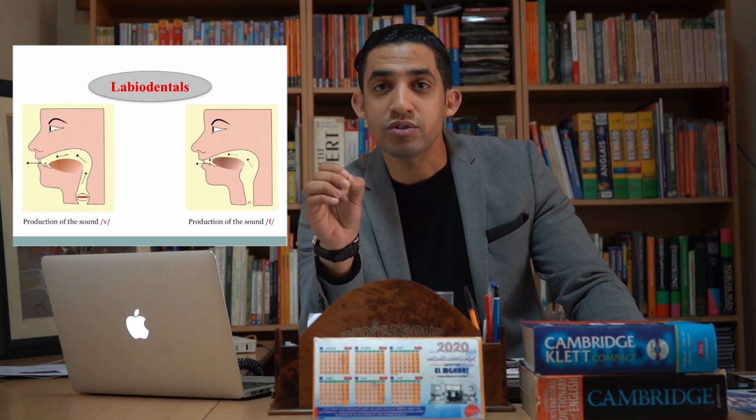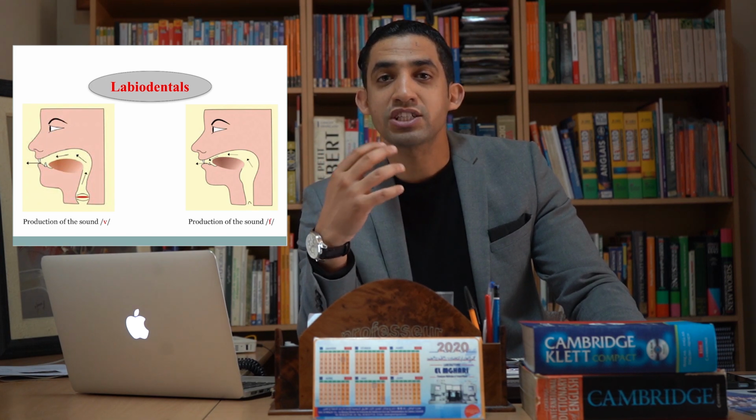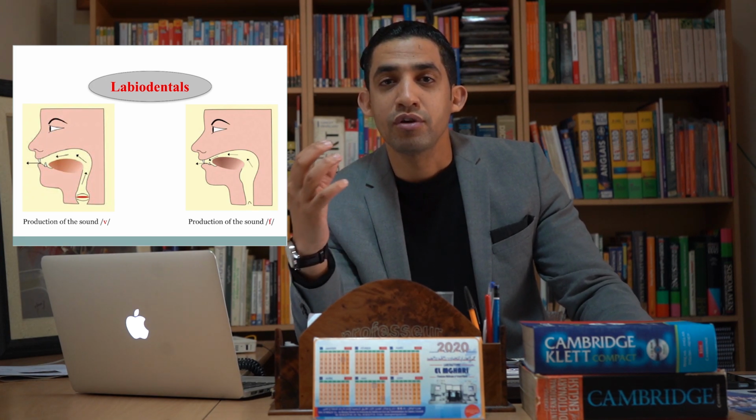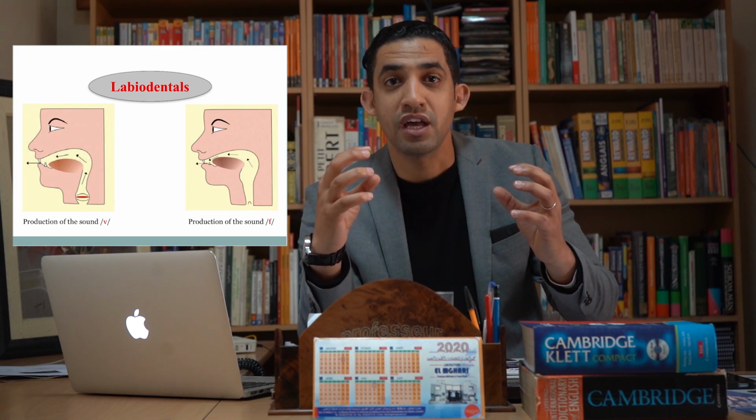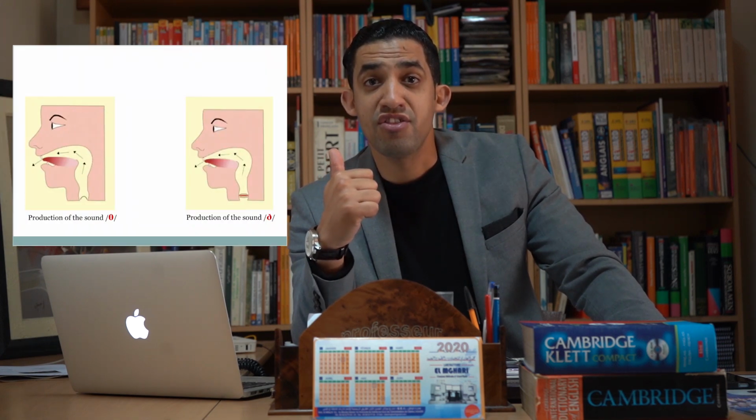They are the sounds that are produced by actually blocking the air by combining both the upper teeth with the lower lip. We say f and v. The third place of articulation is the one behind the production of these two sounds, th and th.